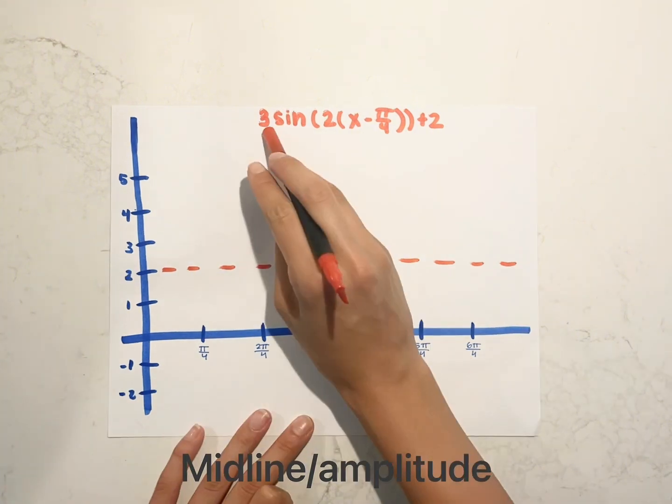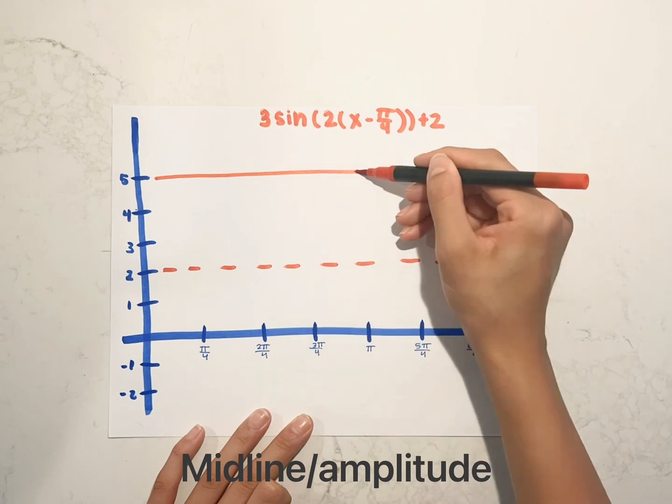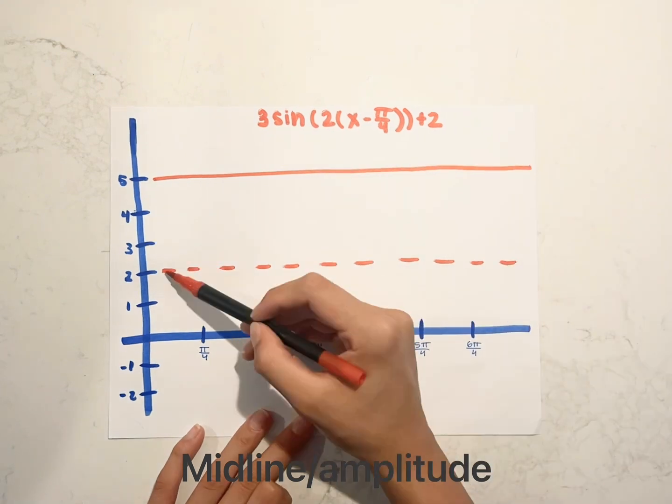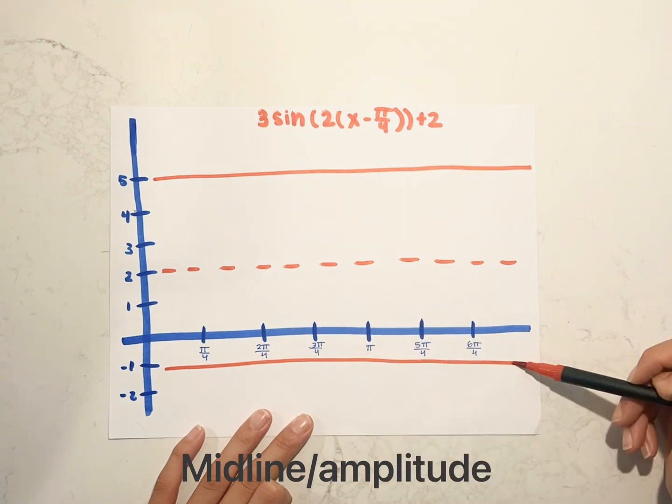Now, because our amplitude is 3, we are going to start from the midline and go up 3, and then start from the midline again and go down 3, drawing a line to make sure that we identify our range restrictions.